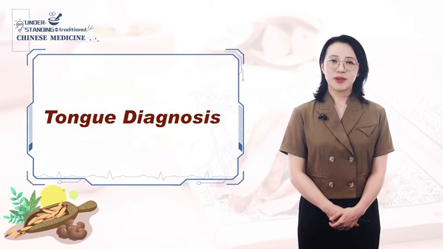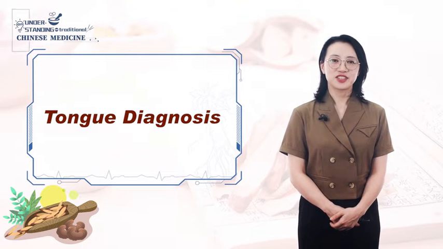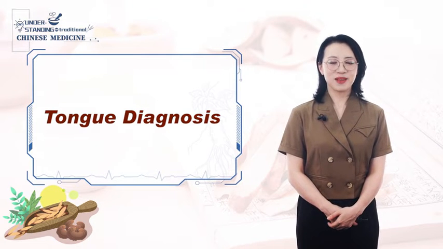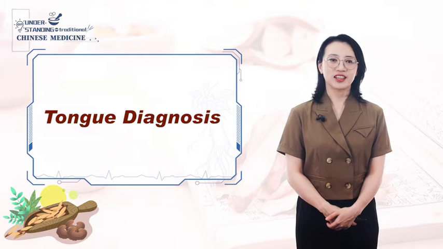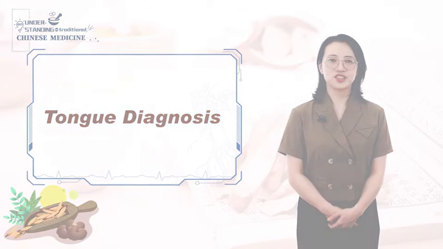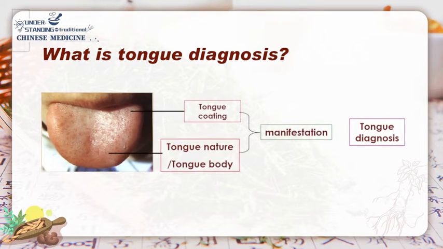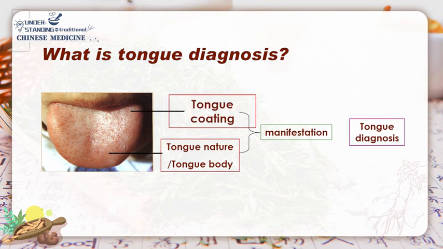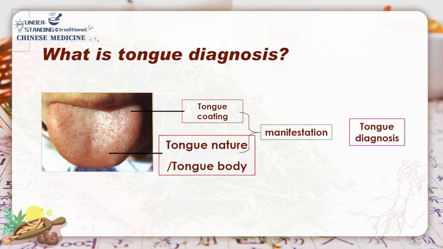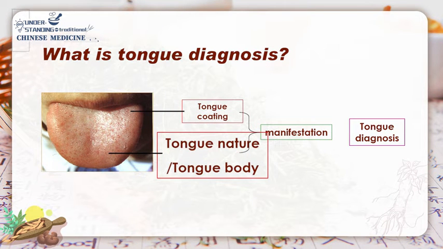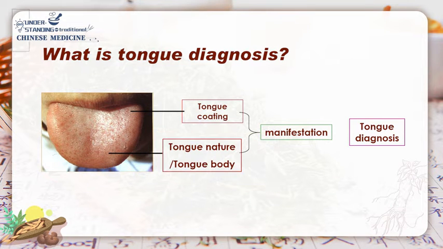The tongue inspection is a diagnostic method to understand the physiologic and pathologic condition of the human body through observing the tongue manifestation, which includes two aspects: the tongue body, or tongue texture, which is composed of muscles and viscera. Second, the tongue coating, which refers to the lint-like material on the top surface of the tongue. The tongue inspection is one of the most unique diagnostic methods in Chinese medicine.